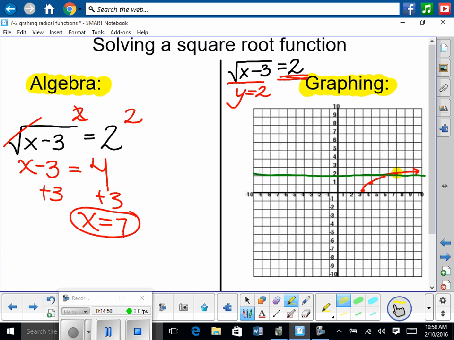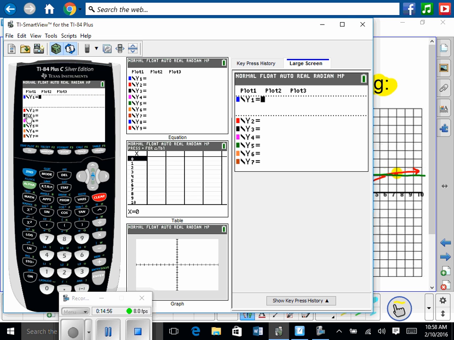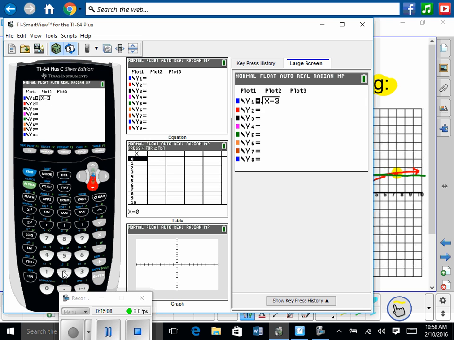Now, your calculator will do it for you. So pull it up, go to y equals, and we have two equations, so we have the square root of x minus 3. You got to type it in right, though. Is the 3 added underneath the root? On this one, yes. Then our other function was 2, right? So I hit 2. Now I hit graph.